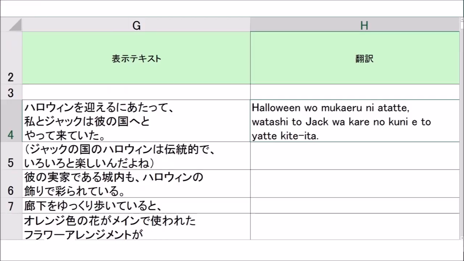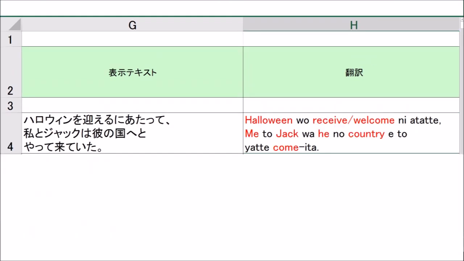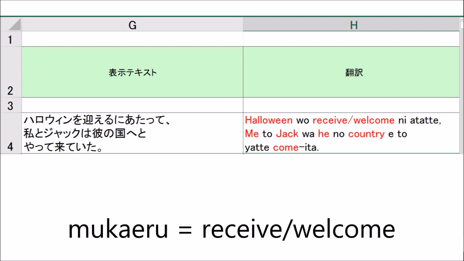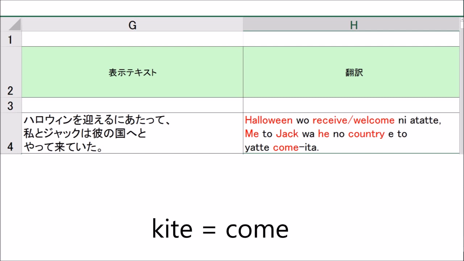I'll start off by romanizing the Japanese text in the first row. ハロウィンを迎えるにあたって、私とジャックは彼の国へとやってきていた. So the easiest way to start is to convert all the nouns into English. As you can see, Halloween is a borrowed word and Jack is a non-Japanese name, so those don't really change. But I've added the pronouns me, he, and the words welcome, country, and come.